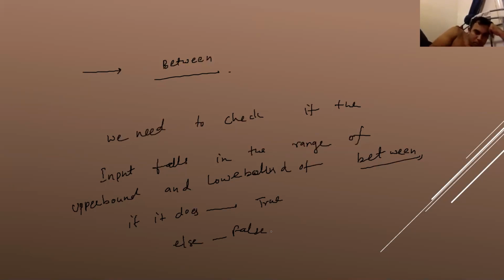Let me give you an example. We need to check the input if it falls in the range of upper bound and lower bound of BETWEEN. If it falls in that range, then the result would be true. If it does not, then the result would be false. What is that lower bound? We are going to discuss that.